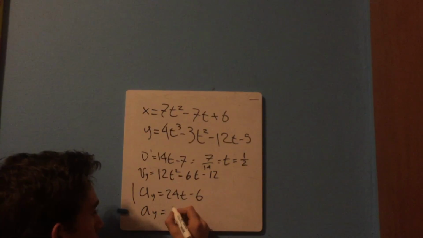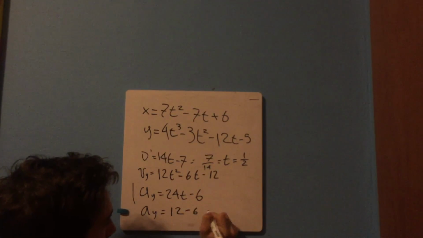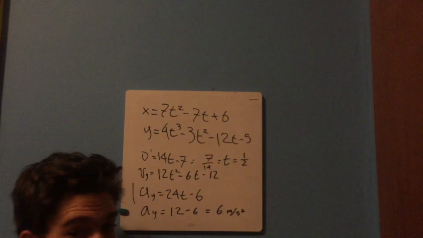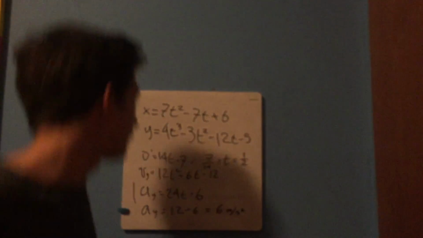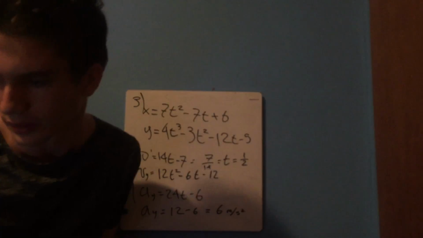So we have to plug this into this equation, and we get that acceleration in y equals 12, because it's 1/2 of 24. 12 minus 6, which equals 6 meters per second squared. Alright, so that's it for our problem number 3. Let's move on to problem number 4.